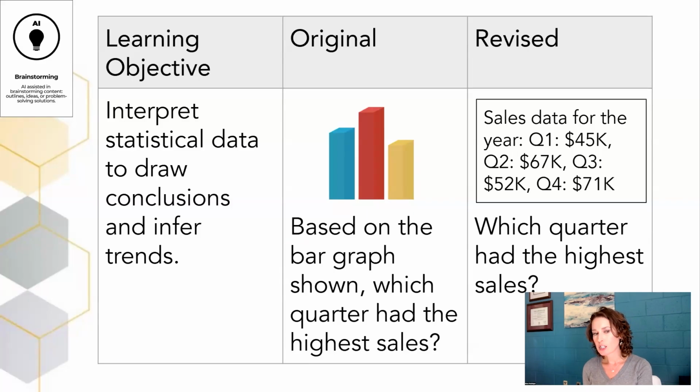But we might revise that question to avoid visual bias by still respecting the original learning objective, which in here was to interpret statistical data. It was not to interpret visual charts and graphs. And we might just present that data in a table format or other text-based format where students can then answer which quarter had the highest sales, but it won't be reliant on their ability to see different bars on a graph.